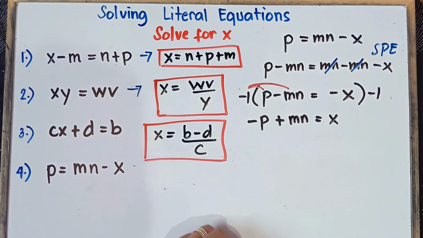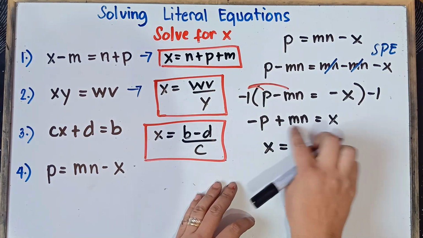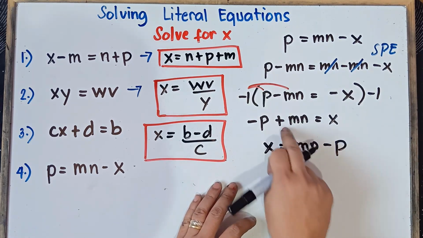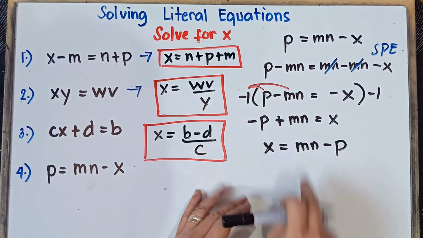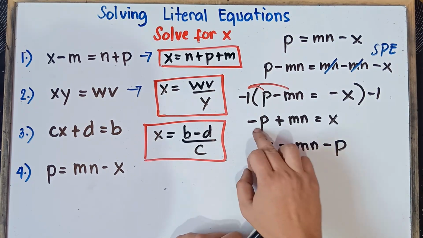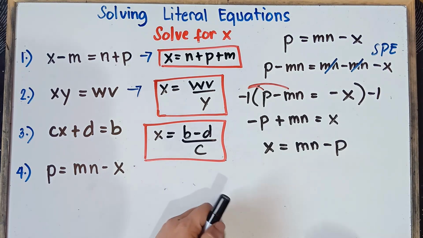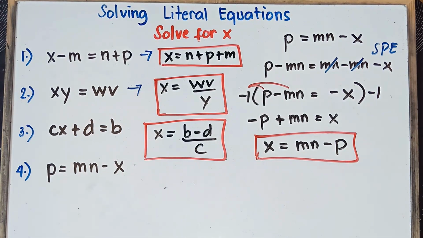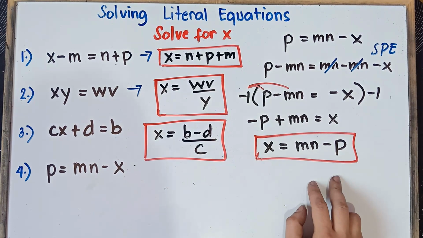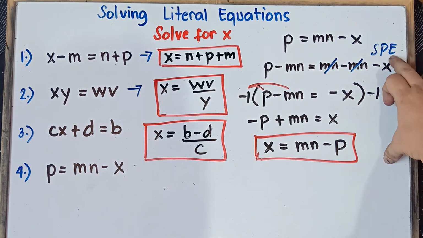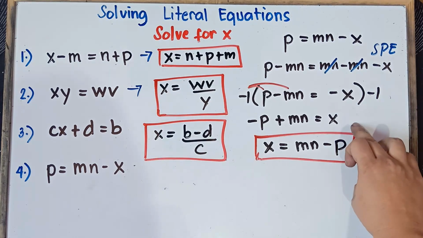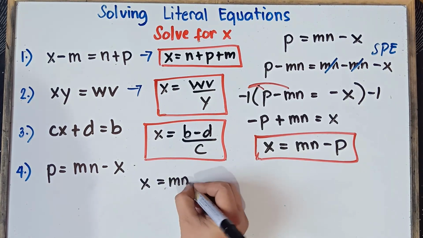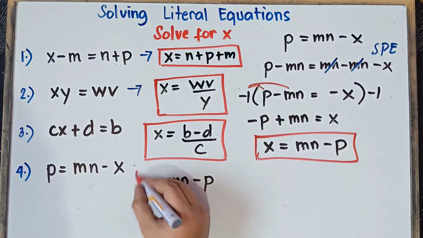We can arrange this one as x equals positive Mn minus P. This is just the same, class. So we have this answer, our first solution. Once again, we applied the subtraction property of equality to get the value of x. So this will be our answer: x equals Mn minus P. This is our first solution.